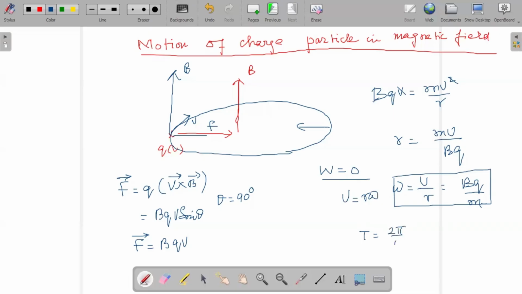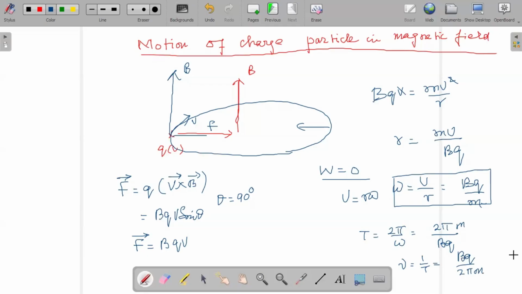Time period is 2 pi by omega, which is 2 pi M by BQ, as it goes to the numerator. If we know the time period, we can find the frequency. Frequency is 1 by time period, inverted: BQ by 2 pi M. So, if a charged particle goes into a magnetic field, it started moving in a circle. This is the time period formula, and this is its frequency formula.